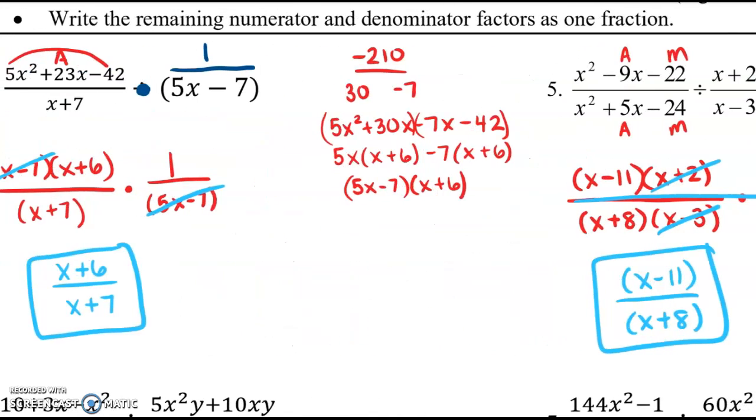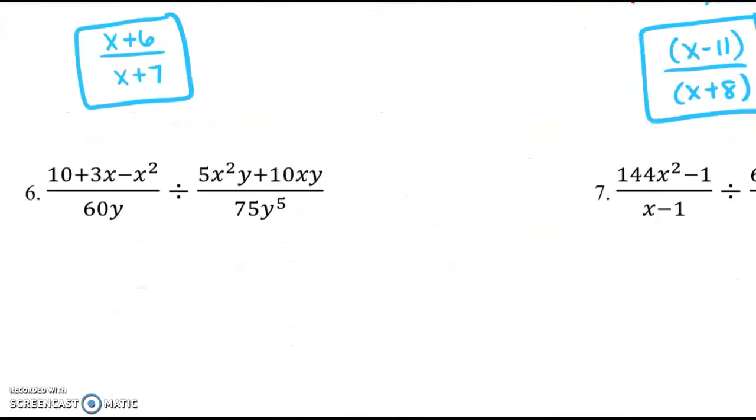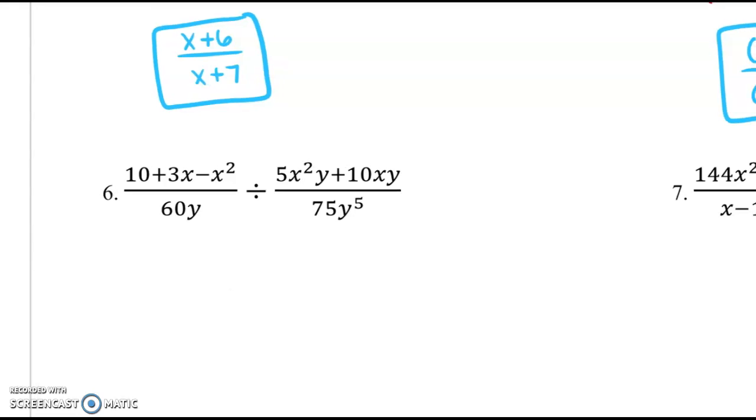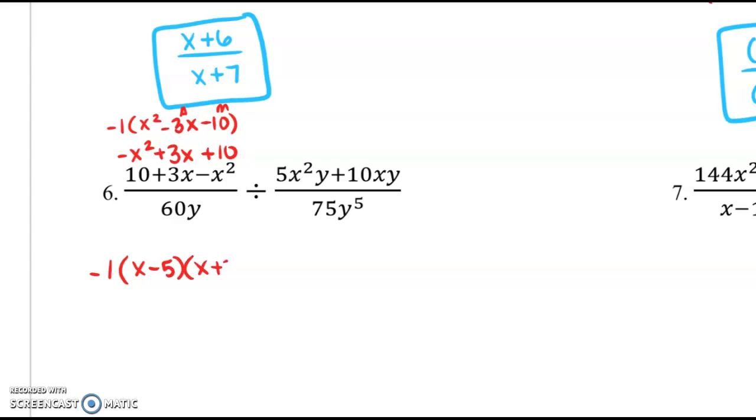Moving on to the next one. Okay, not in standard form, so I'm going to write this in standard form, and I'm going to have to pull out a negative 1 before I factor it. Okay, so if I pull out a negative 1, it gives me a positive x squared minus 3x minus 10. So now when I do add, multiply, I need two numbers that multiply to negative 10 and add to 3. Multiply to negative 10 and add to 3. So that's going to give me x minus 5, x plus 2.